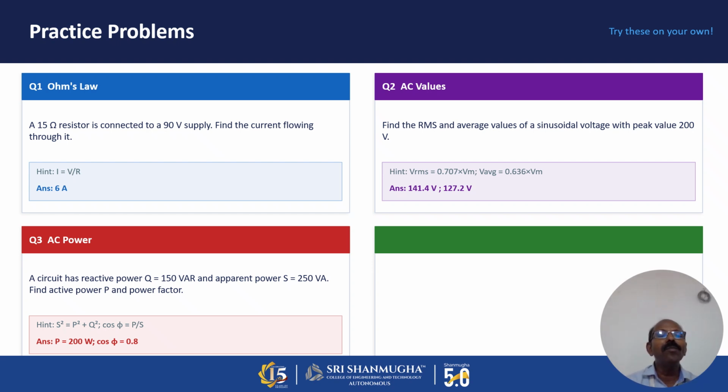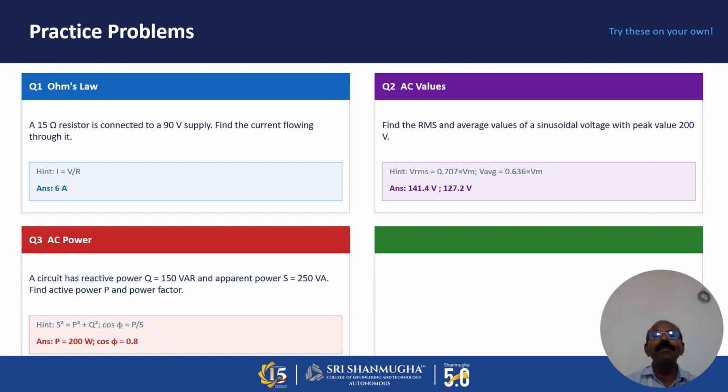And next, a 15 ohm resistor is connected to a 90 volt supply. Find the current flowing through it. So by using the formula I is equal to V by R, we can find out the problems. The answer is 6 amps.